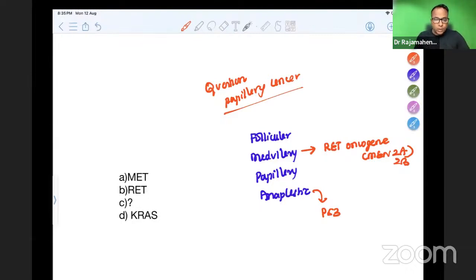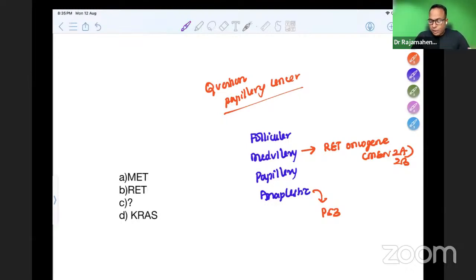If you have a doubt, you can open and see Bailey and Love. All the questions are there in Bailey and Love. The only book that can claim a 100% strike rate is Bailey and Love. If you have a doubt on any question, just open Bailey and Love. That image, that question, everything is there.